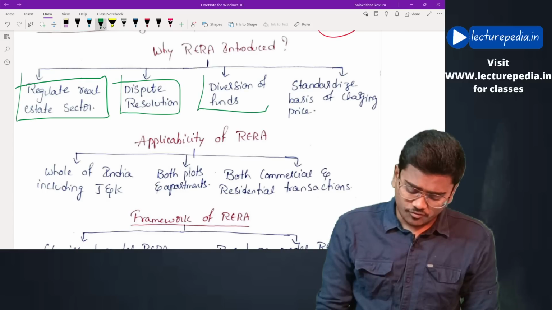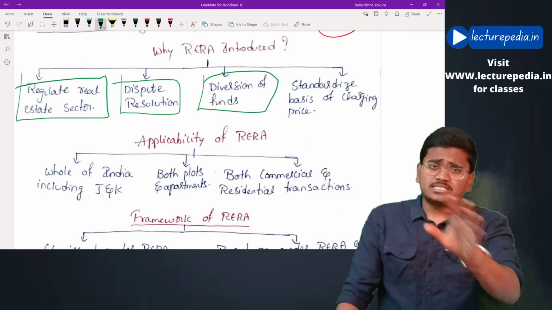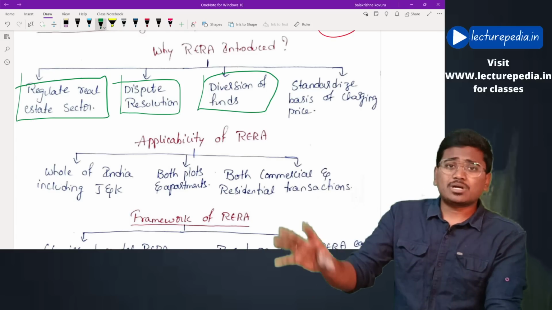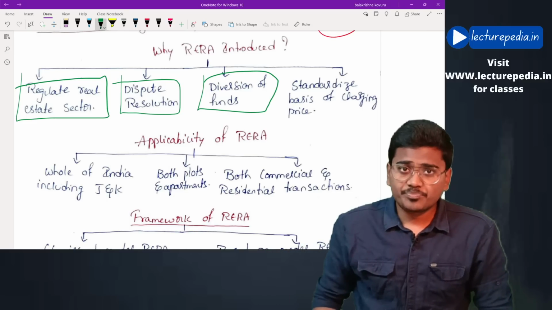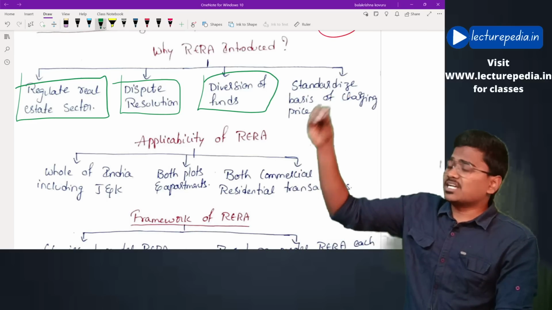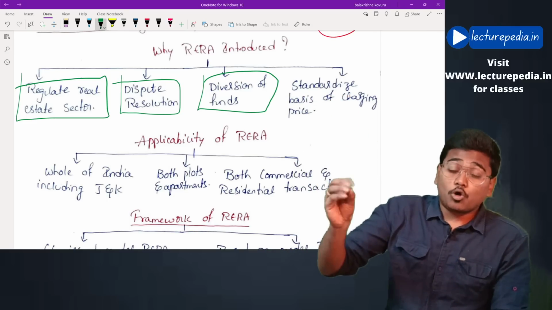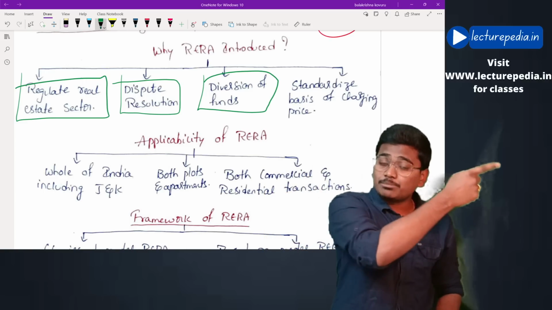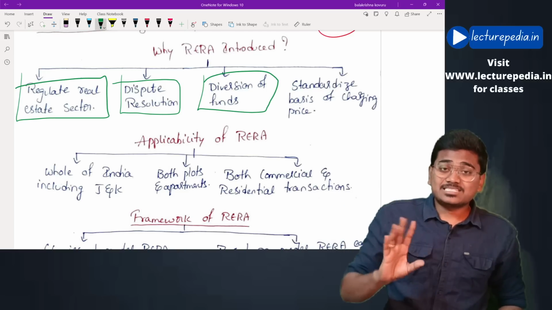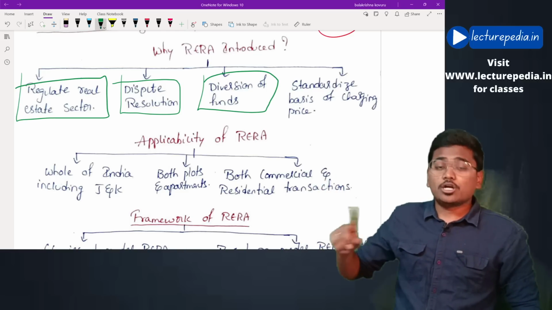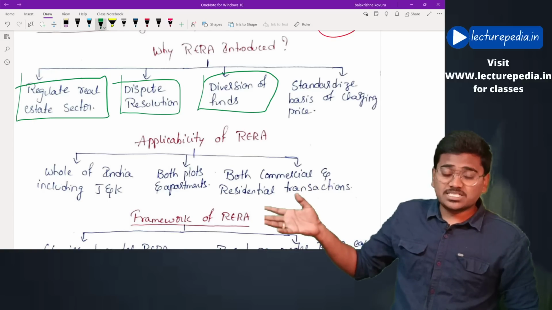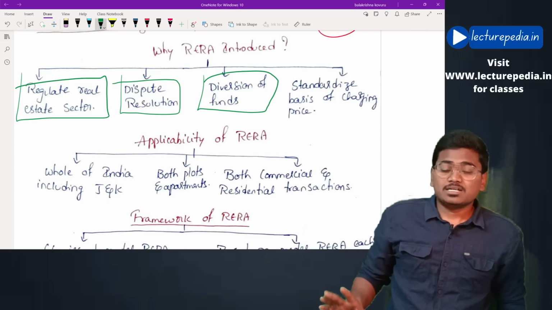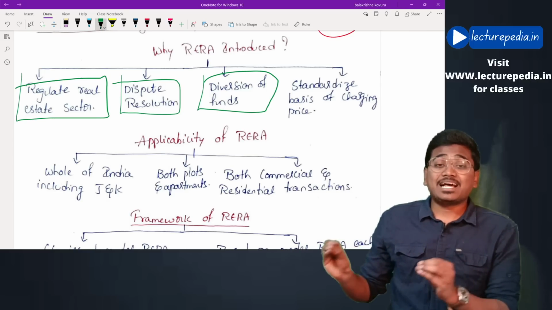Next, diversion of funds. Generally, before this RERA Act was implemented, the promoters used to collect the amount from the allottees, saying that this amount will be utilized for construction of a particular project. And they used to utilize the amount collected from the allottees for construction of some other project. In this case there would be delay in possession or delay in handover of the project for which the amount had been collected from the allottees. So to avoid this type of diversion of funds, the RERA Act has been implemented.